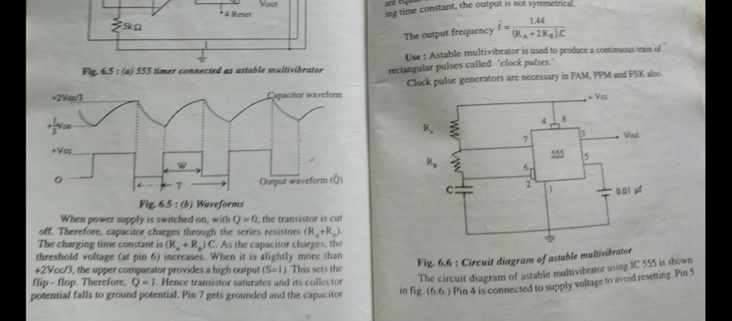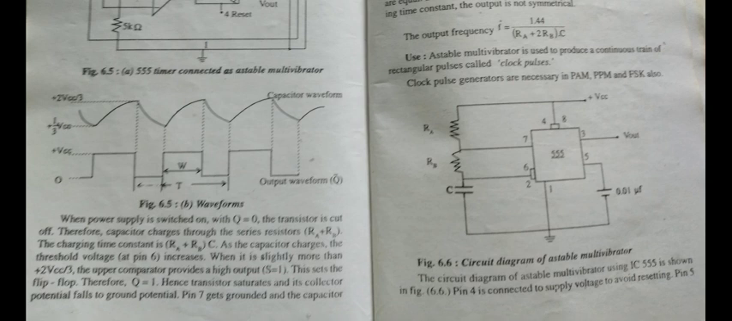Here you will see that there is a capacitor waveform which reaches the value of 2/3 of VCC, where VCC is the voltage. When the power supply is switched on, Q is equal to 0. The transistor is cut off. Therefore, the capacitor charges through the resistor combination of RA and RB, which is connected across pins 6 and 7.